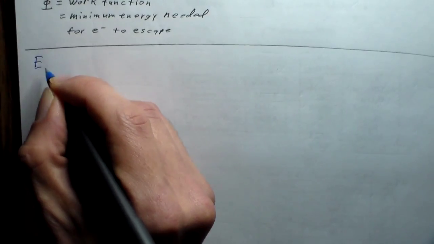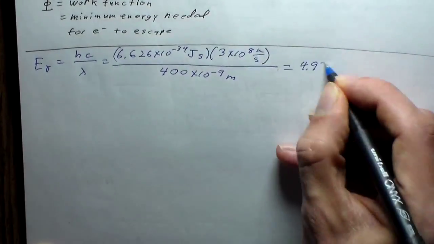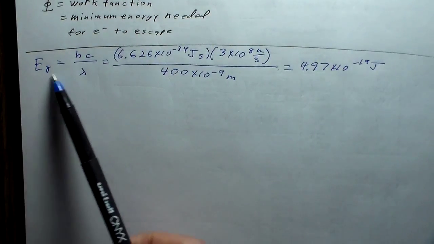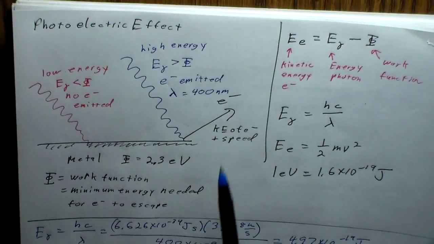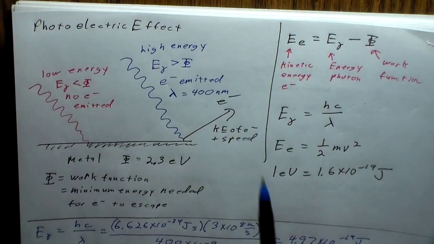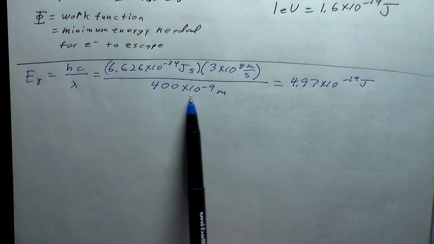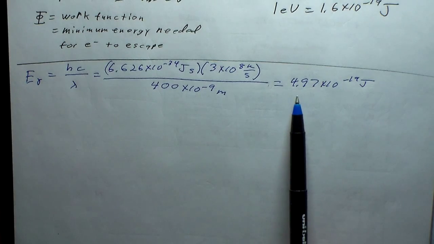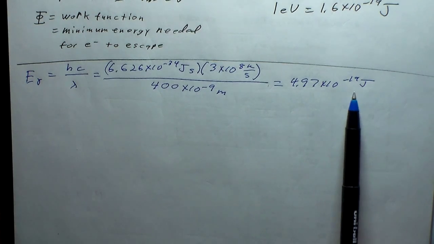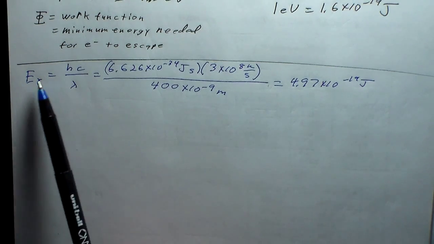So first up, the energy of my photon. Right here, the energy of my photon is hc over lambda. Here's Planck's constant, the speed of light, and the lambda that we earlier said was 400 nanometers for our light. Of course, we always have to convert these into meters so our units cancel out properly. And we're left with 4.97 times 10 to the minus 19 joules. So that's the energy of my photon.